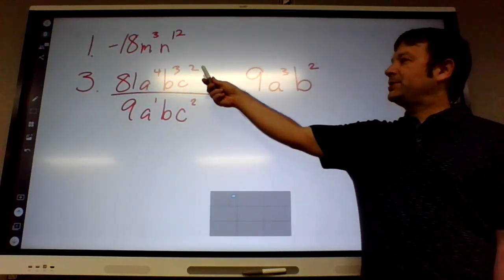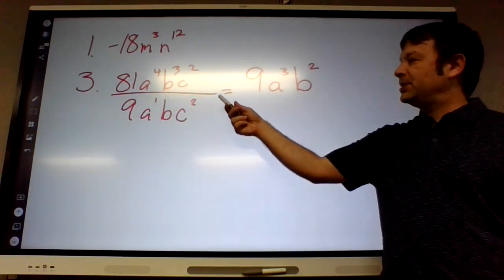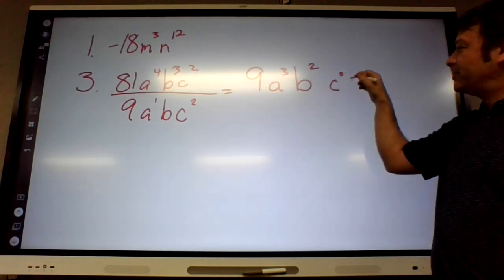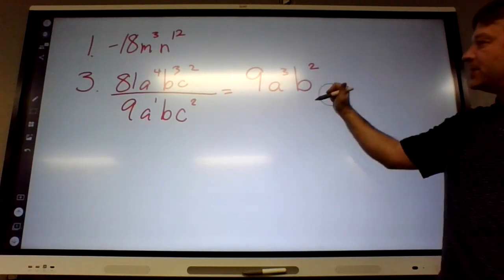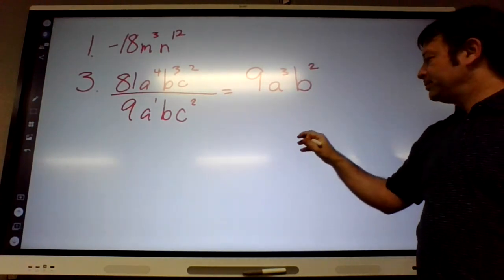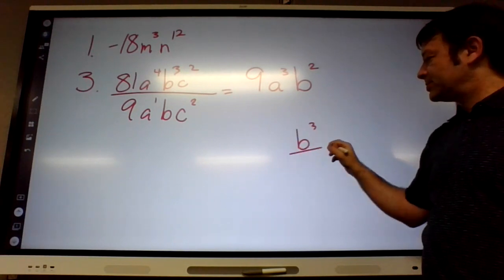Okay, yeah, the c's will cancel out. 2 minus 2 is c to the 0, which is 1. C to the 0 equals 1, but 1 times that is just that. It just goes away.